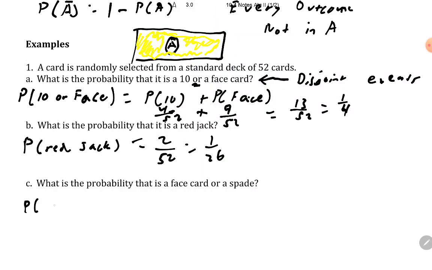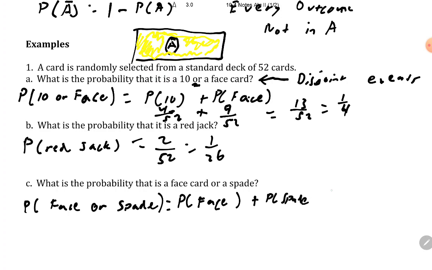What is the probability of a face card or a spade? Okay, these are not mutually exclusive events. They are not disjoint, because you can have a face card that is a spade. So it is the probability of drawing a face card, plus the probability of drawing a spade, minus the probability of drawing a face card and spade.